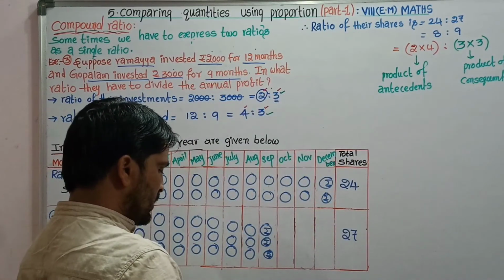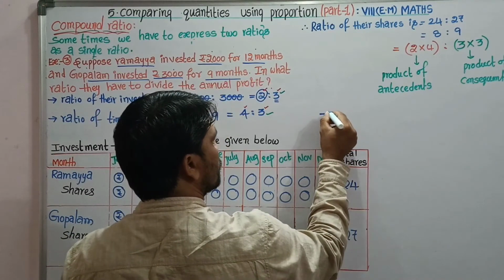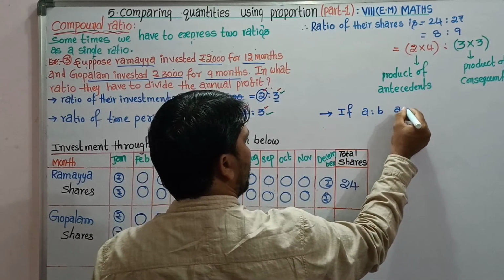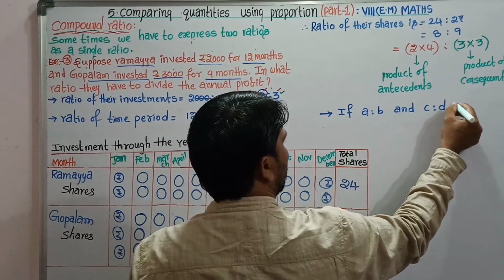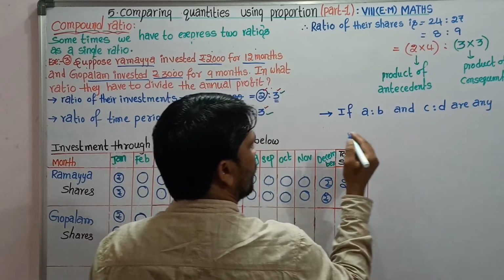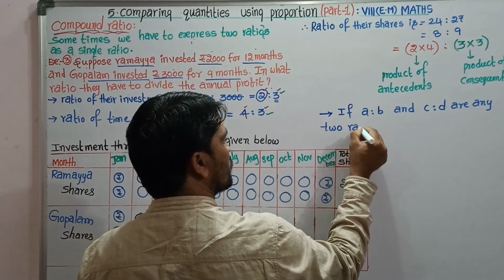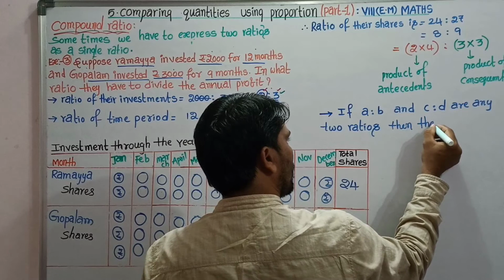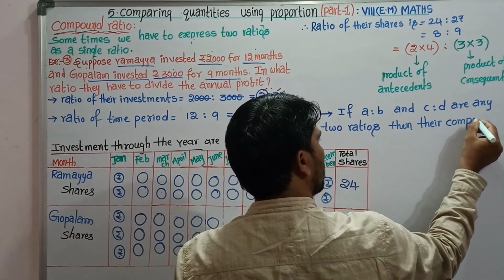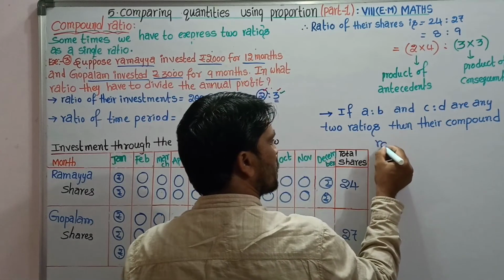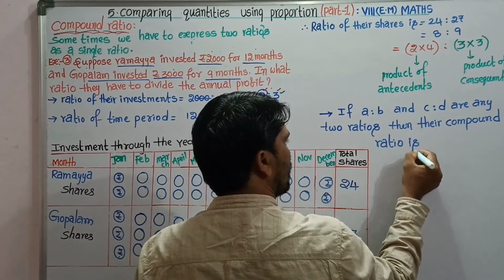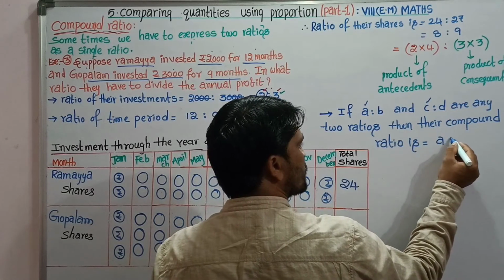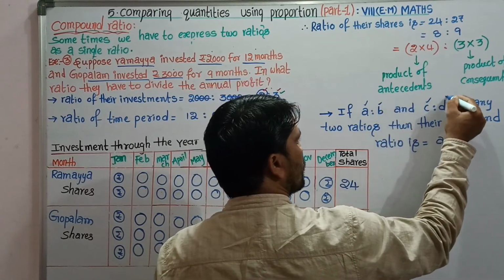That is, we say that if A is to B and C is to D are any two ratios, then their compound ratio is equal to the product of their antecedents AC is to the product of their consequents ratio.